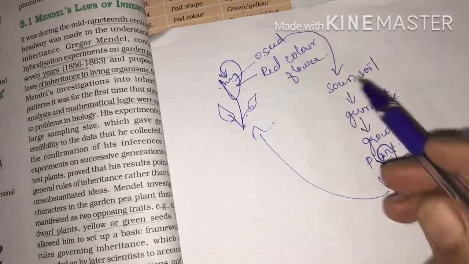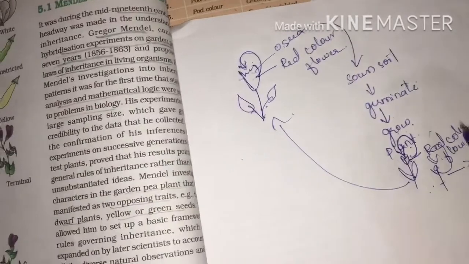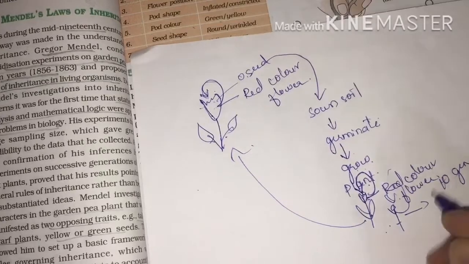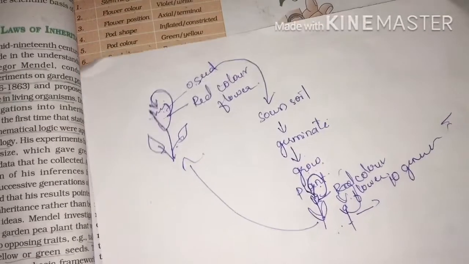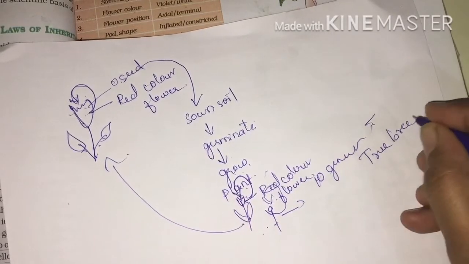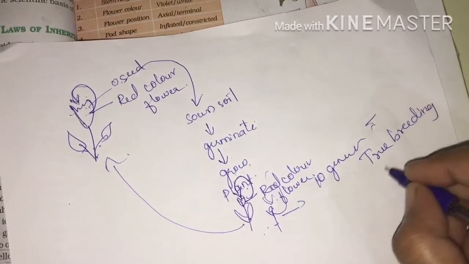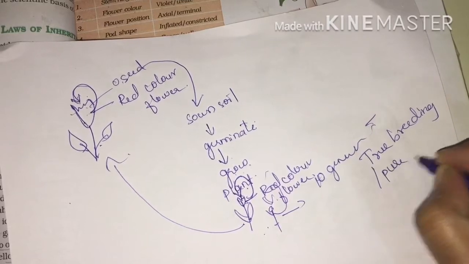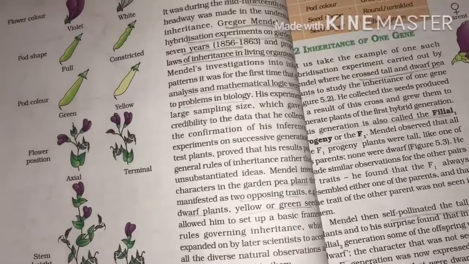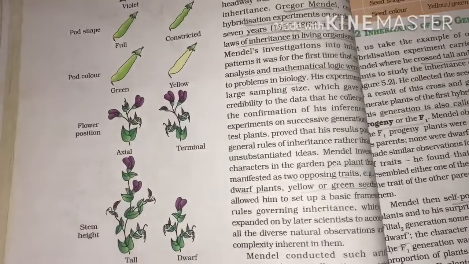So when this happens, what offsprings will we get after 5 generations, 10 generations or 20 generations? That is a pure variety, or true breeding. True breeding or pure variety, which you find here.